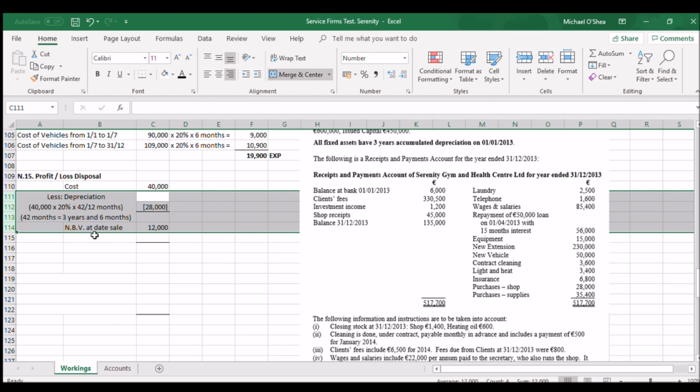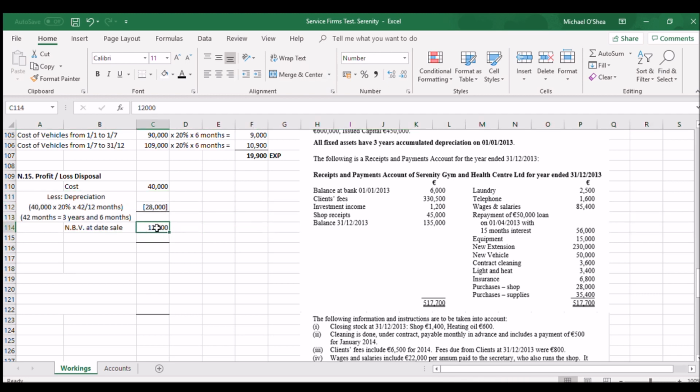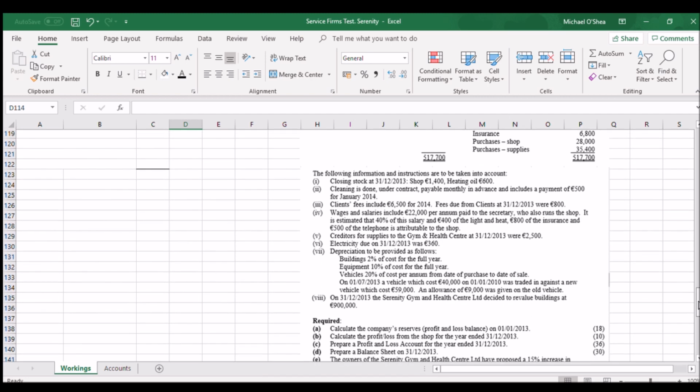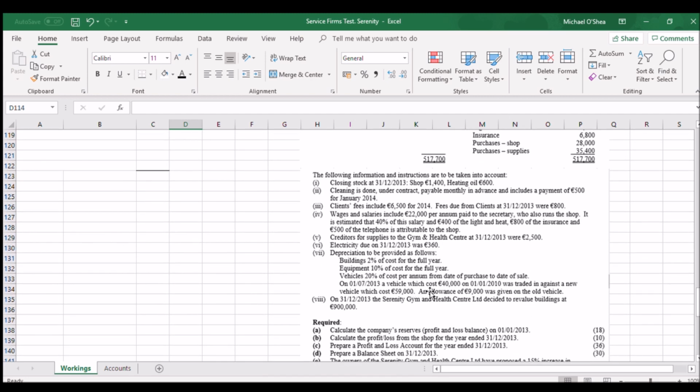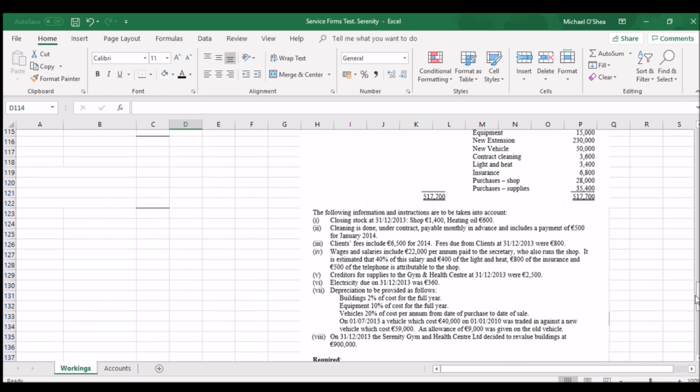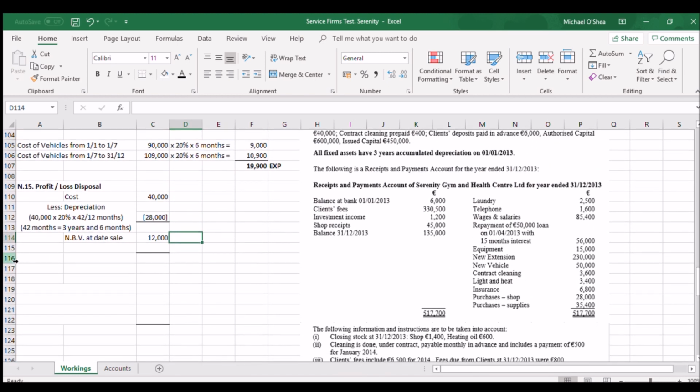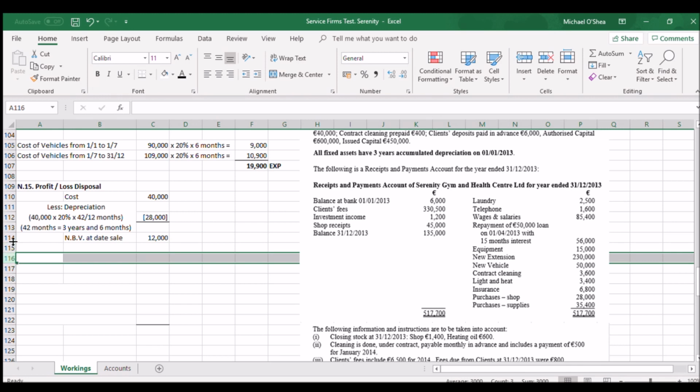That means that my net book value for my vehicles, my cost minus total depreciation for the 3 years and 6 months, gives me €12,000 net book value. That's how much it was worth. Now, we didn't receive all of that. If we received less, it means we made a loss. There was an allowance of €9,000 given on the old vehicle. They basically valued it at 9,000 and we valued it at 12.